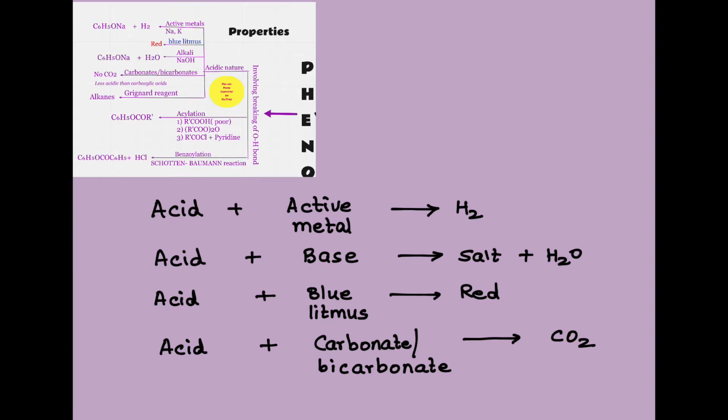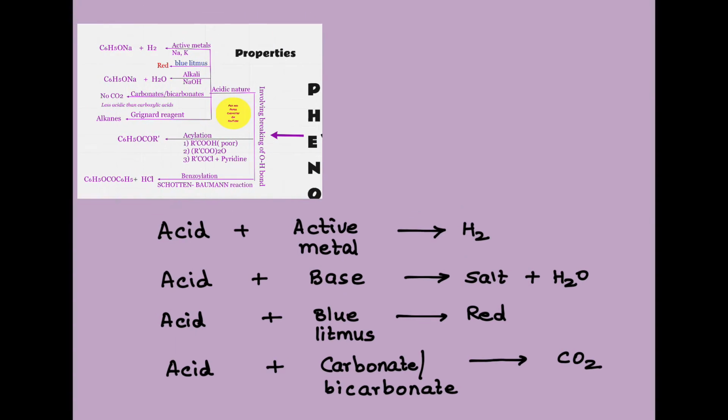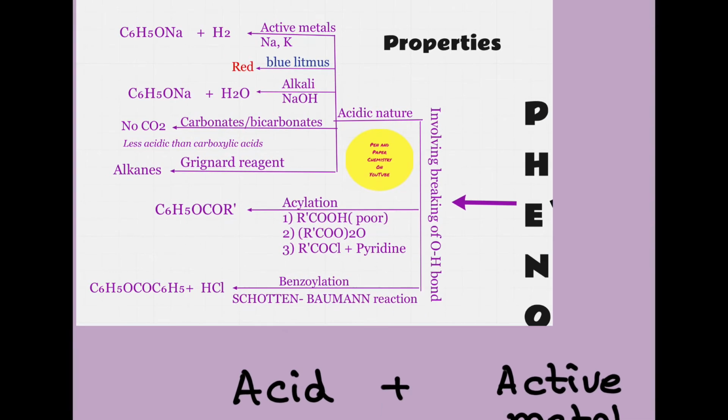Now let us see that out of these properties, what all properties are shown by phenols. Yes, phenols do react with active metals to liberate hydrogen. Phenols do turn blue litmus to red. Phenols do react with alkalis to form salt and water. Oh, but look at that. They do not react with carbonates and bicarbonates to liberate carbon dioxide. So meaning to say, phenols cannot push out the C double bond O group from a carbonate or a bicarbonate.